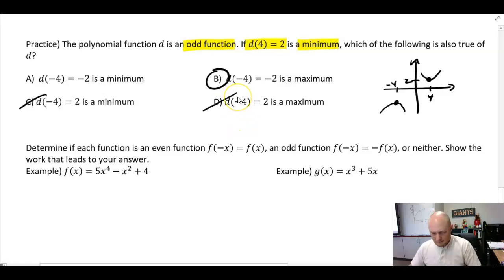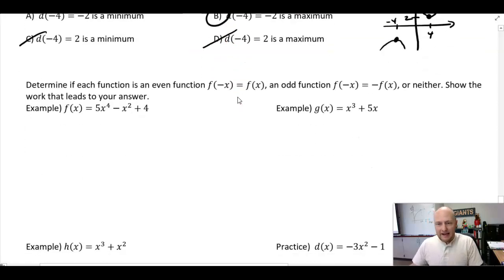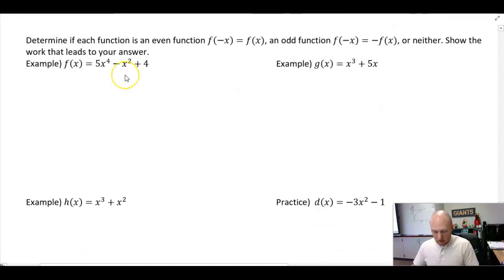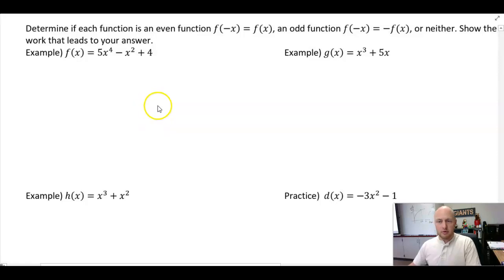Okay. Let's go ahead and look at algebraically how I determine if a function is even or odd. And it's very, very important to remember. A function's even if I plug in the opposite x and I get the same y. A function's odd if I plug in the opposite x and I get the opposite y.